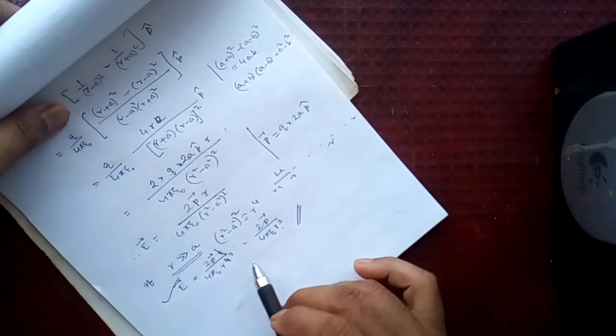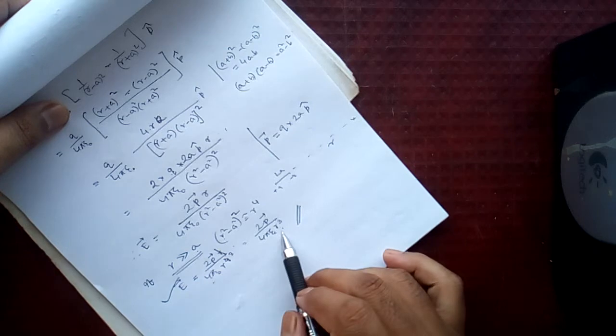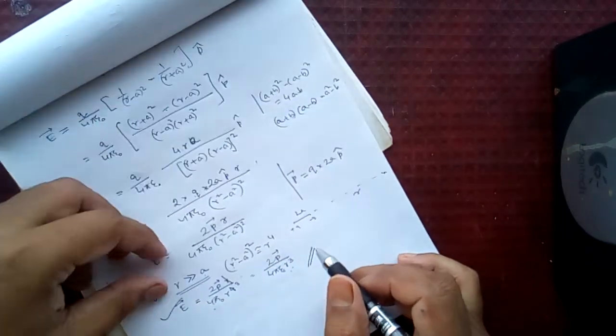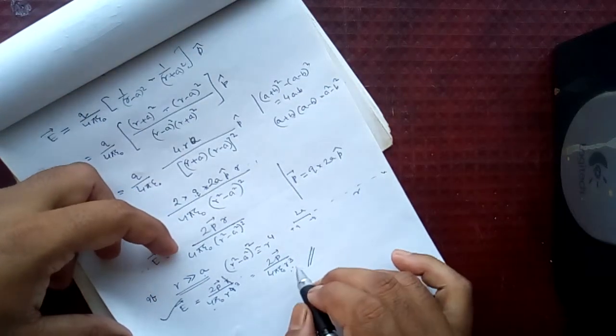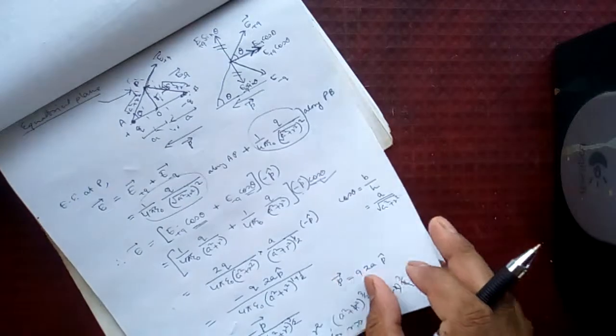and the earlier one is the equation for the electric field on the dipole axis. I hope you are able to follow whatever I was trying to convey.